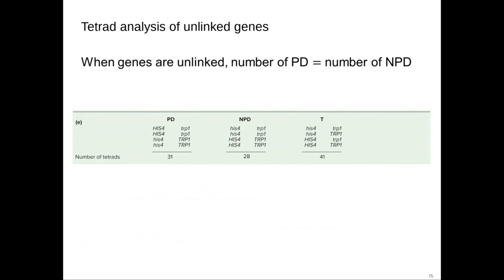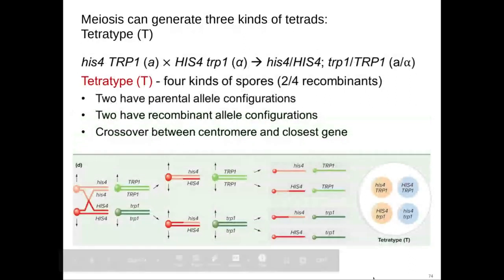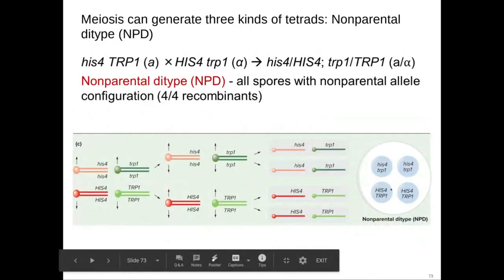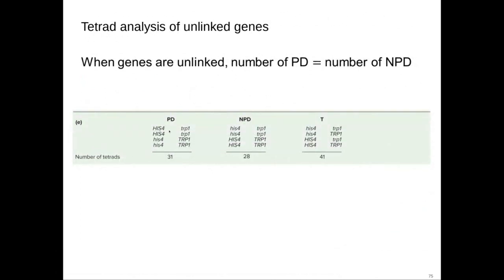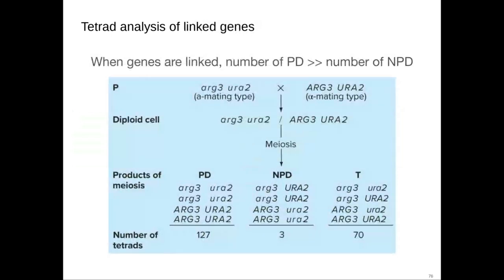Now, when genes are unlinked, the number of PD essentially equals the number of NPD. So remember, non-parental ditype and parental ditype. So PD, the number of tetrads we produce, 31, 28, and then the tetratype is 41. So when the genes are unlinked, they should be equal to one another, and they're about equal to one another. As you can see, 31 is pretty dang close to 28. Now, when genes are linked, the number of PD greatly exceeds the number of NPD.